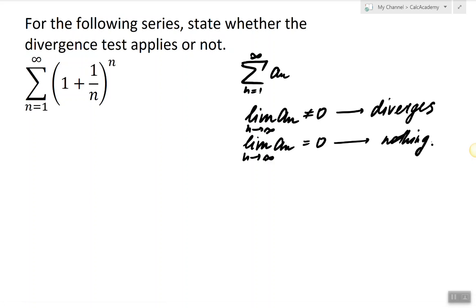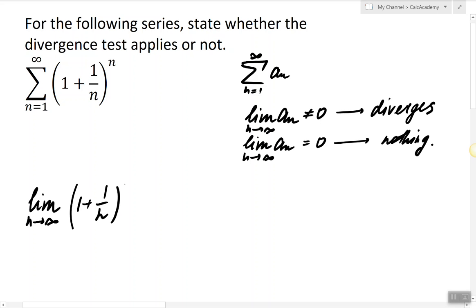So in our case, we have the series given, and to apply the divergence test, we have to find the limit of the nth term. And the limit of the nth term, this is a well-known expression, this limit is equal to e. E is a constant, it's definitely not equal to 0, and therefore the original series diverges by the divergence test.